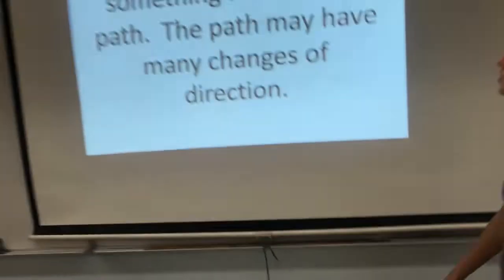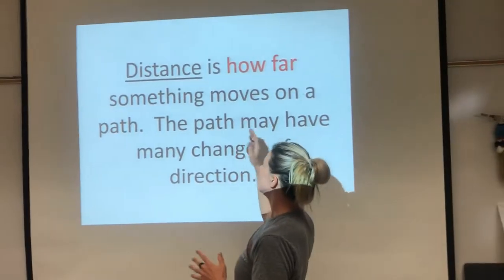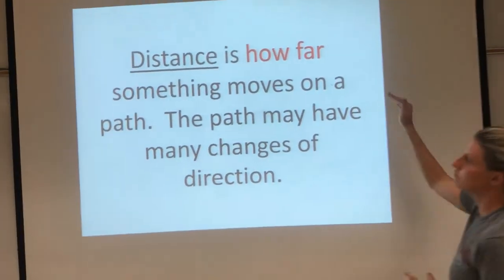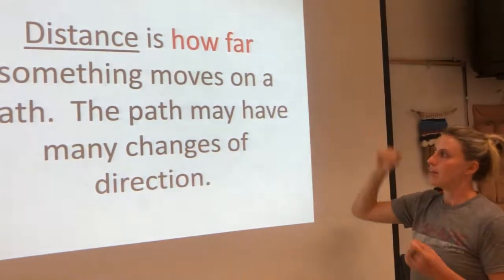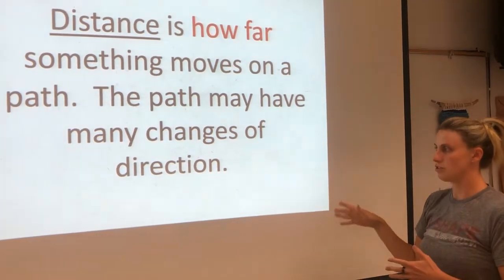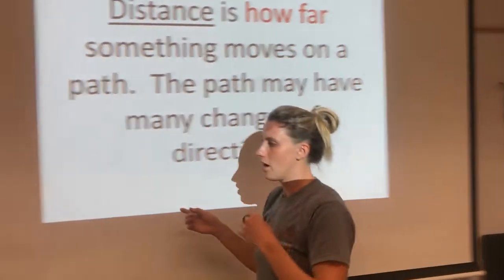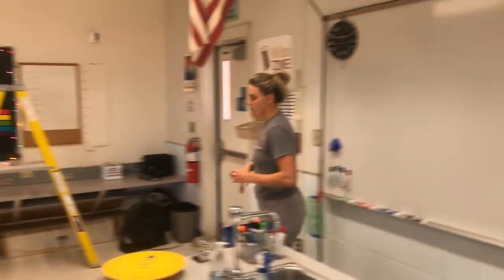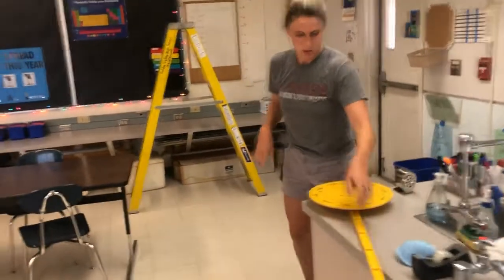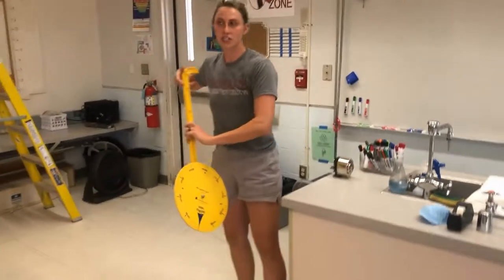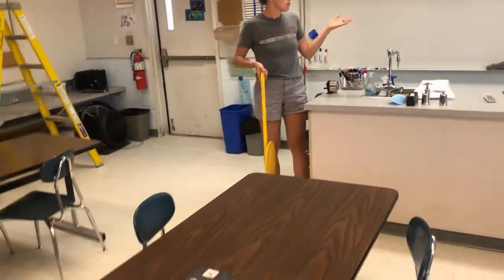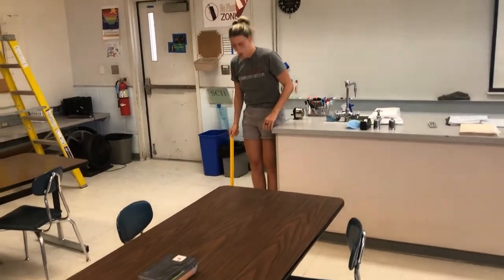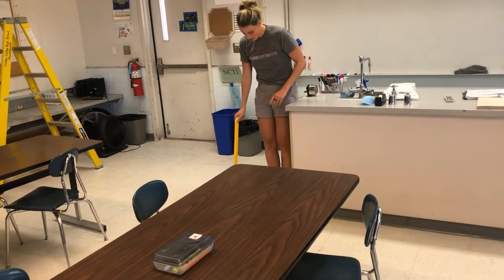Let's move on here. So a little bit of review. Distance is how far something moves on a path. The path may have many changes of direction. So when we did our walking speed lab and our walk in the park lab, we walked in one direction. But with distance, you can walk in any direction you want to. So I'm going to go ahead and set this up here.